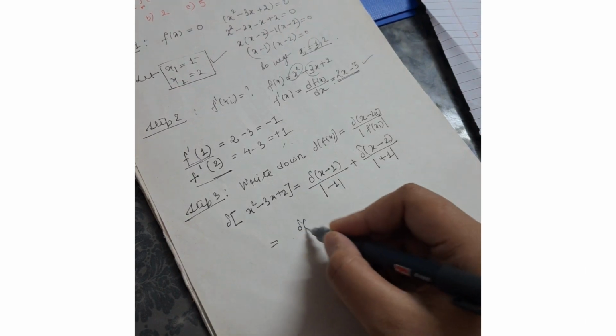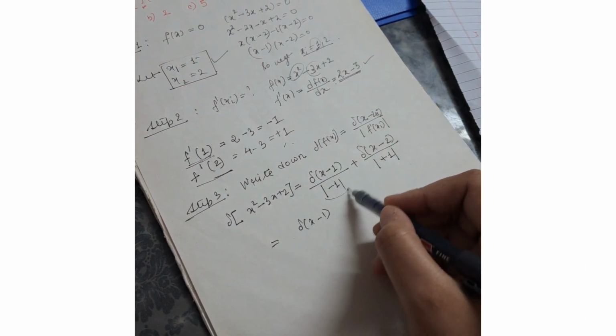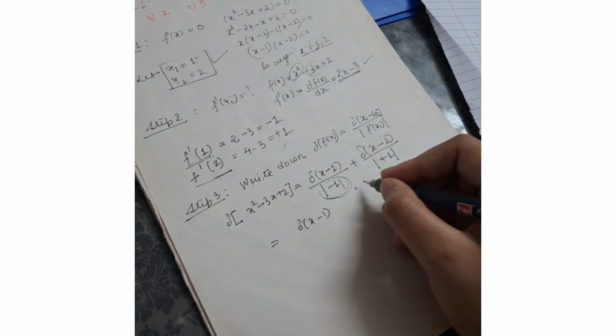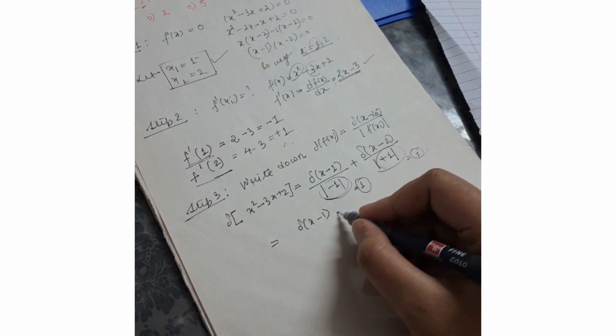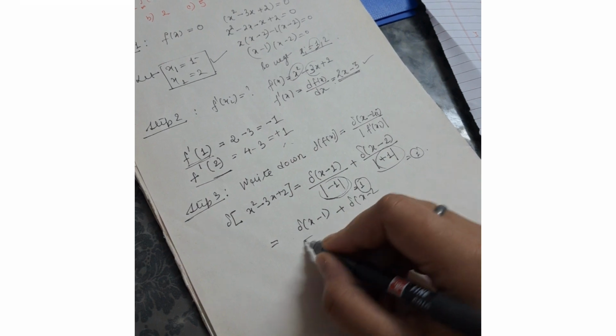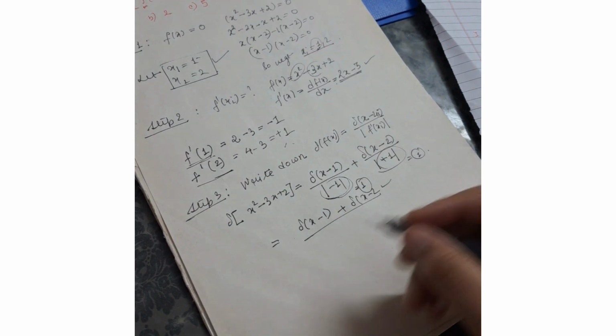That is equal to delta(x minus 1). And what is the value of mod minus 1? It is equal to 1. Same goes for plus 1. Plus delta(x minus 2). So this is the result we get.